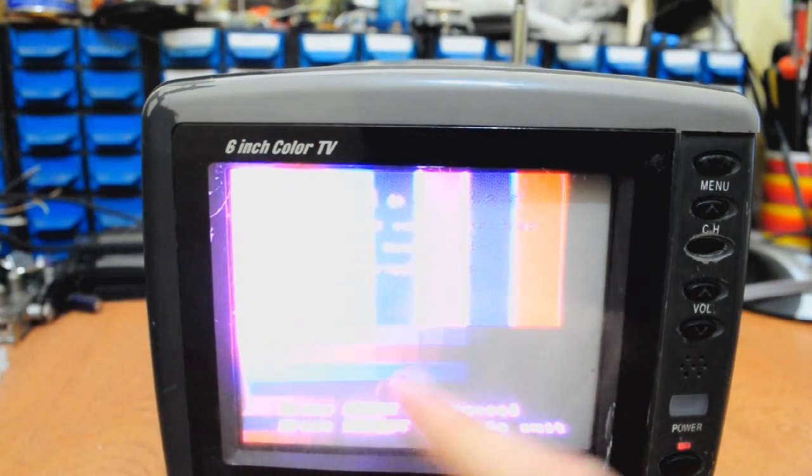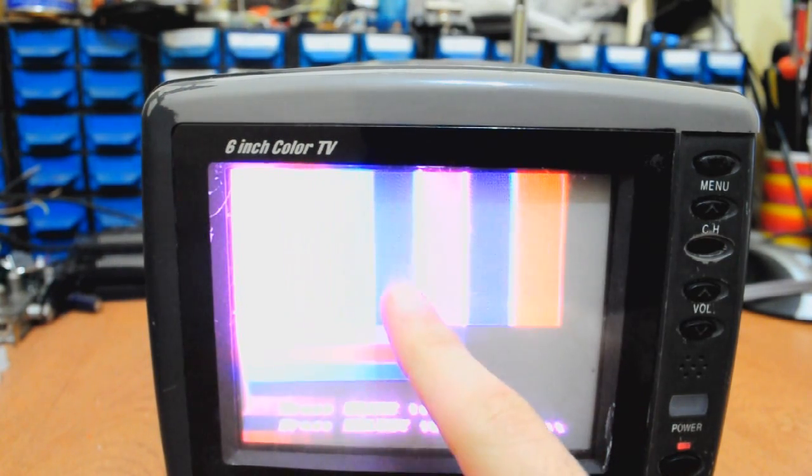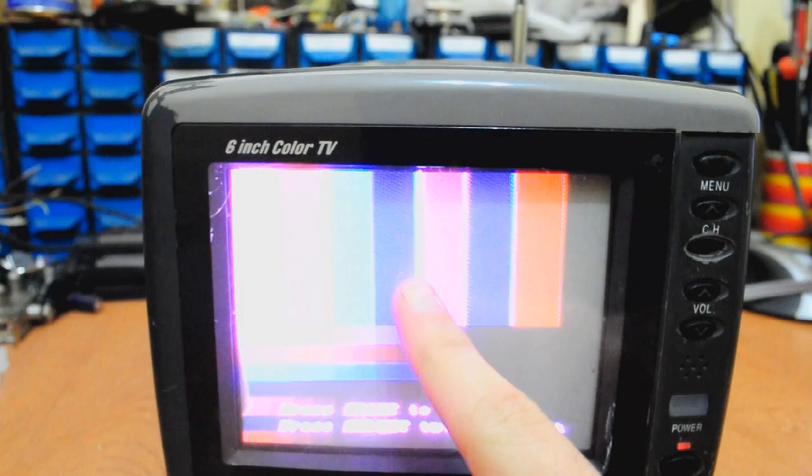And here's the usual color bar test pattern. This should be green, and as you can see, it's almost black. This is definitely incorrect if you compare it to the real test pattern.